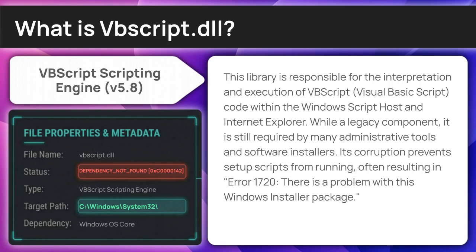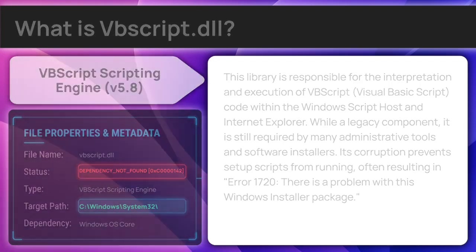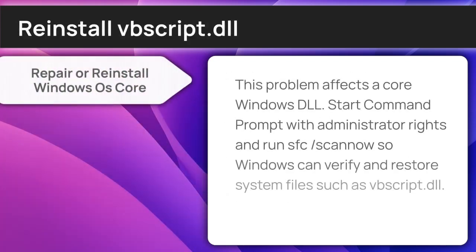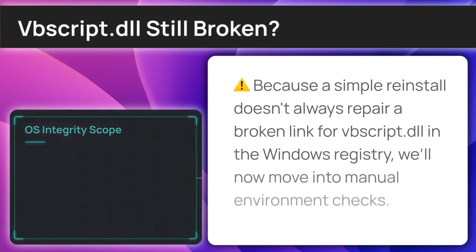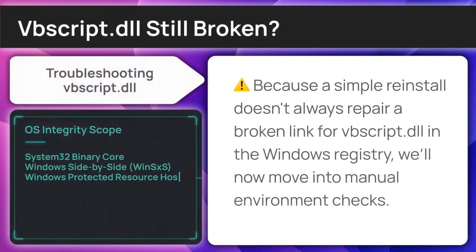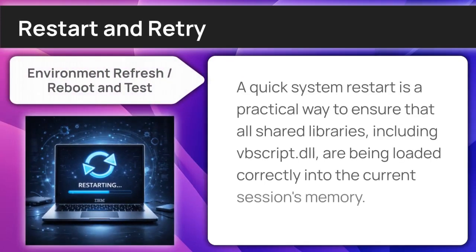Since we've covered what this file is, let's move to the primary fix. This problem affects a core Windows DLL. Start Command Prompt with administrator rights and run sfc /scannow, so Windows can verify and restore system files such as VBScript Engine. When a standard reinstall doesn't cut it, we move to advanced diagnostic steps to ensure the system is properly configured. A system reboot is a reliable way to clear away zombie processes that might be interfering with VBScript Engine. It's a low-impact step that ensures your operating system is starting with a synchronized environment.